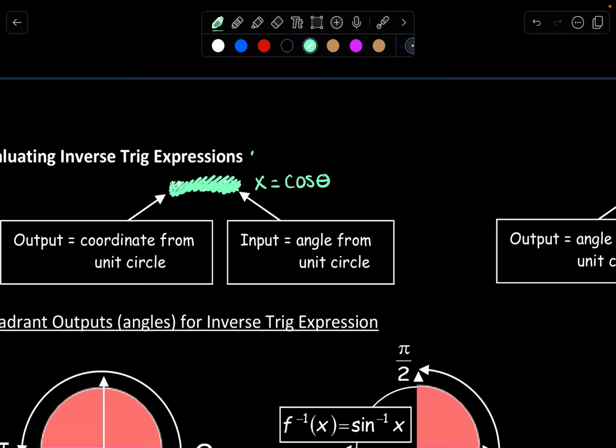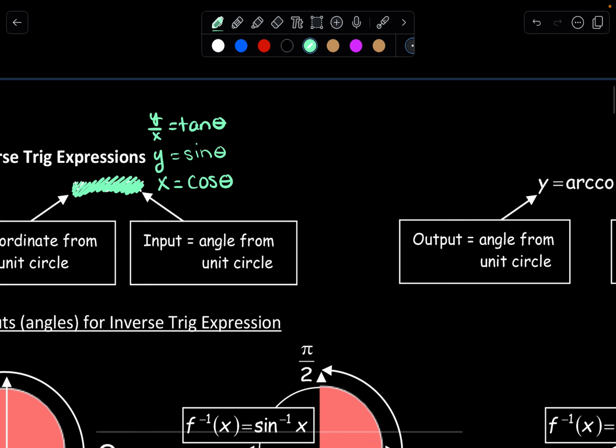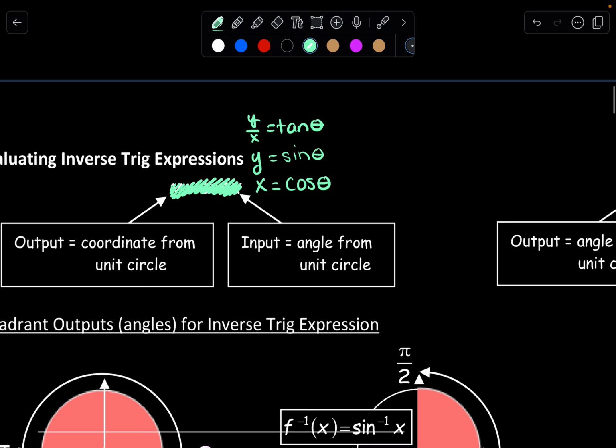And then we can also say that y is equal to sine theta. And we can include tangent as well: y over x is equal to tangent theta. I'm using these three because these are the three that we talked about in the previous video. So for non-inverse trig expressions, the input will be an angle from the unit circle, in this case, theta. And then the outputs will be the coordinates from the unit circle. So for tangent, that's y over x. For sine, that's y, and for cosine, that will be x.